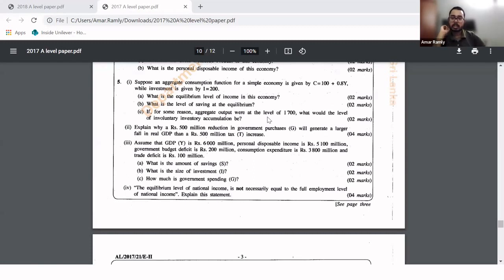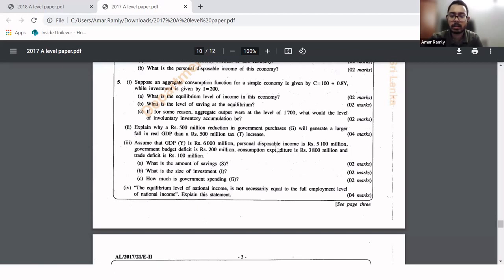Okay. Righto, guys. Let's discuss. So let's first analyze what we've been given, because I think there's a lot of things to dissect here. Assume that GDP income is 6,000 million. Personal disposable income is 5,100. Budget deficit is 200. Consumption expenditure is 3,800. Trade deficit is 100. Okay, let's write these terms now, guys.